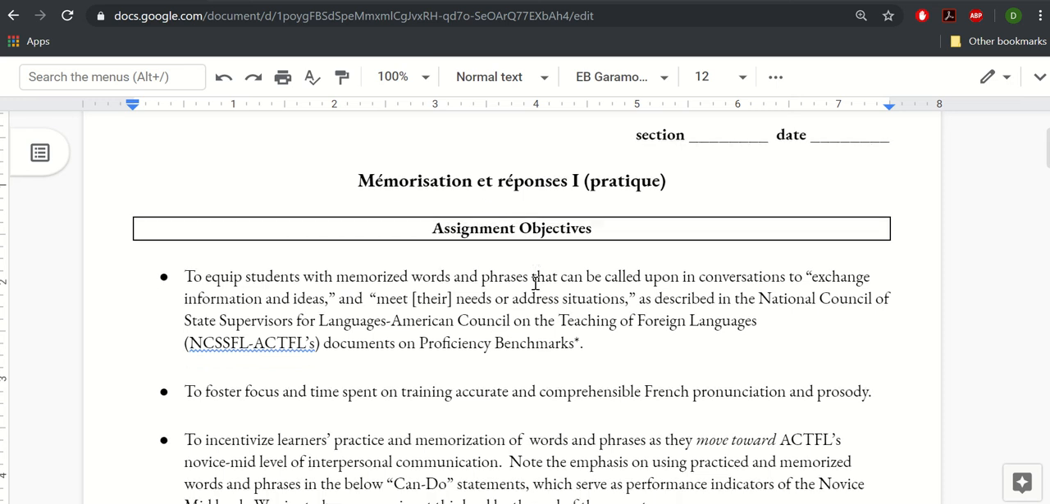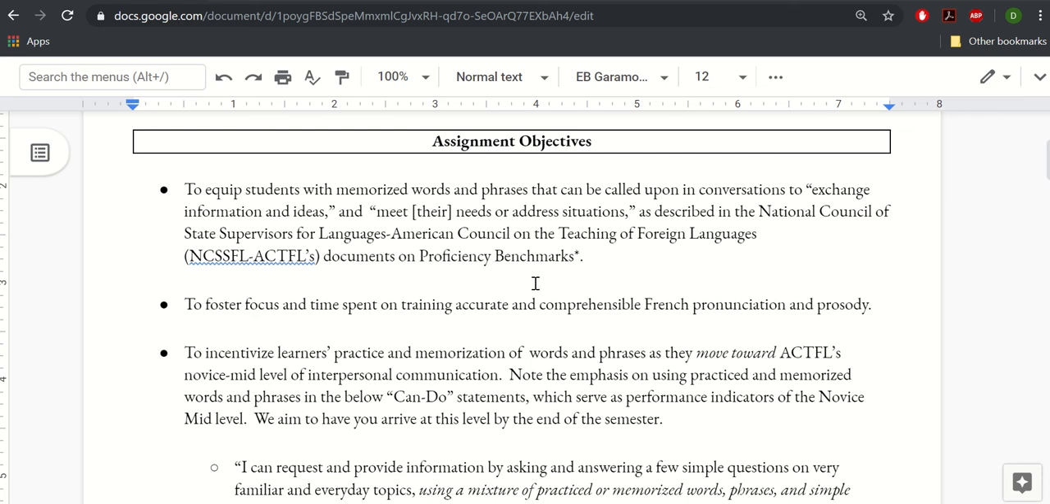Here we are, assignment objectives. You see that I'm trying to equip you with some memorized words and phrases that you'll be able to use in conversations to then, in the words of the National Council of State Supervisors for Languages and the American Council on the Teaching of Foreign Languages, exchange information, ideas, and meet your own needs and address situations in conversations. I'm hoping to really encourage you to focus and spend as much time as you can on training your pronunciation and prosody. We'll talk about prosody maybe at a different time. Essentially, I'd like you to make yourself as comprehensible as you can to native speakers who listen to you.